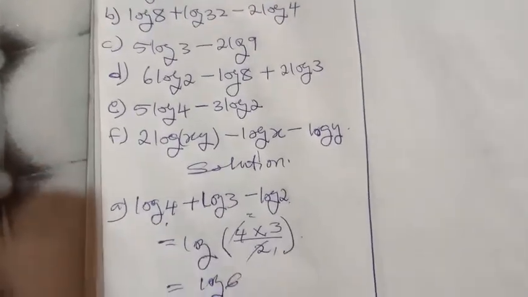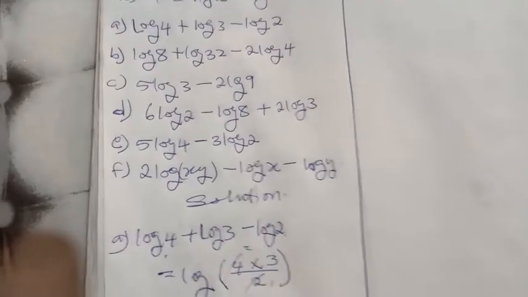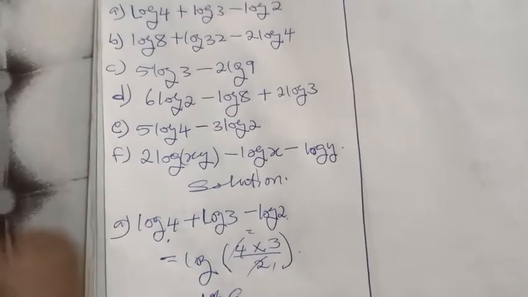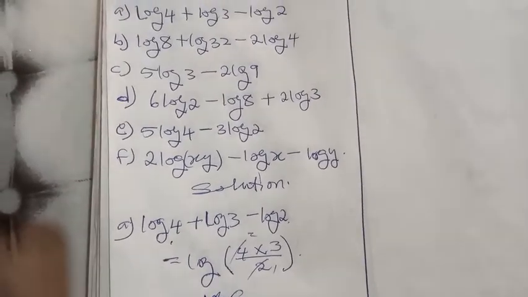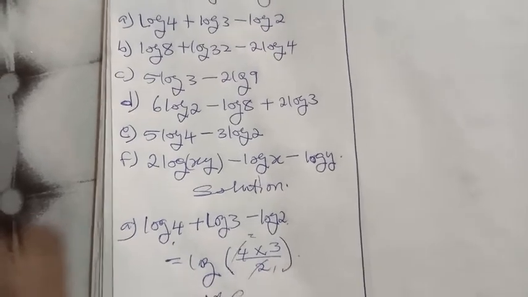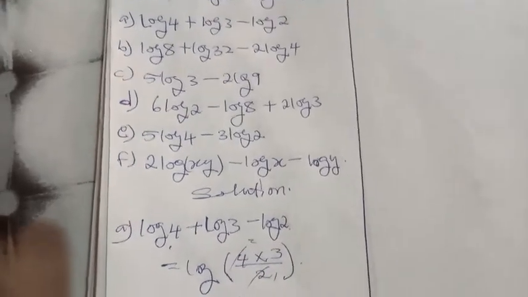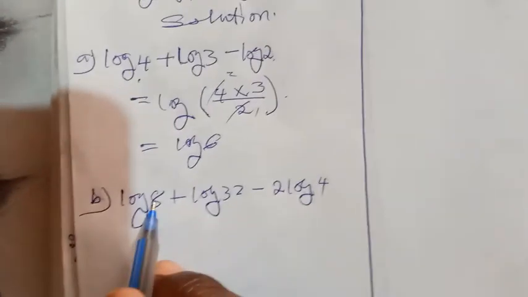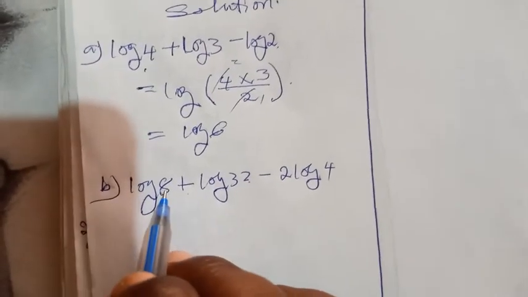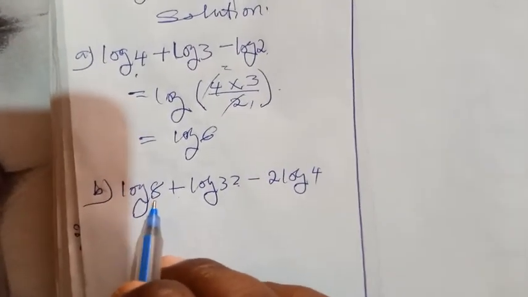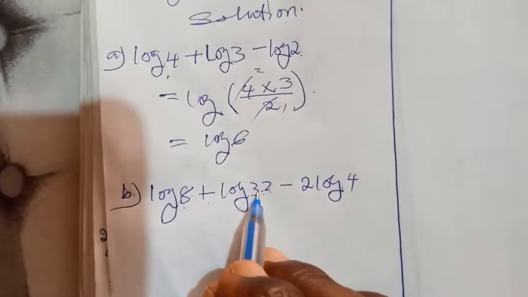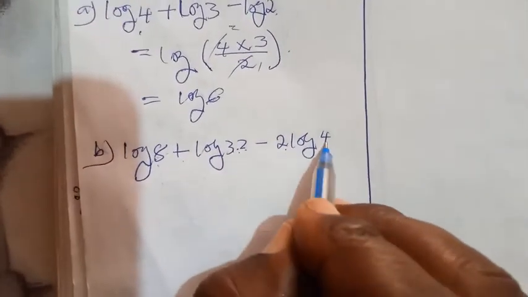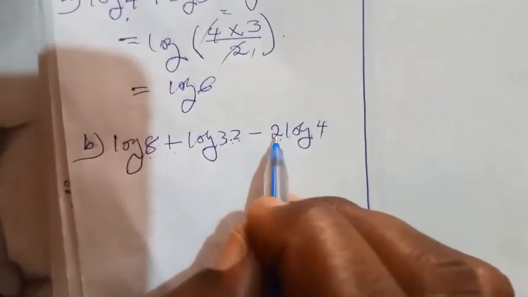B states that we should simplify this: log 8 plus log 32 minus 2 log 4. All right, so what to do here? Minus 2 log 4, right? Between this and this is addition. It implies that the arguments or the numbers within will be multiplied. But then there is a number here. Otherwise, I would have just divided by 4. I have to undo this, or deal with this first.